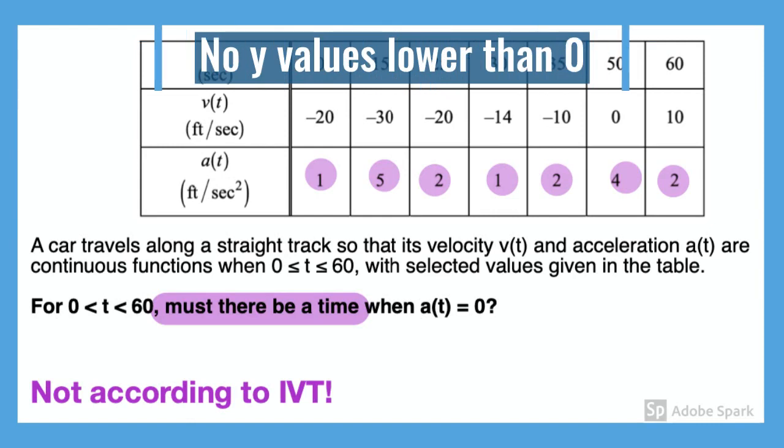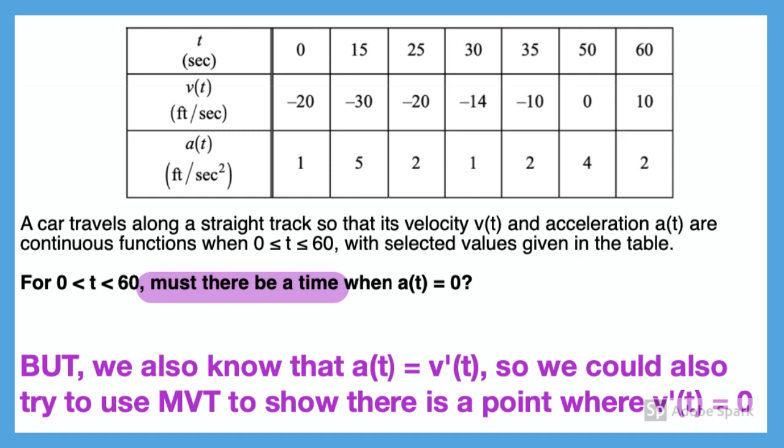However, for intermediate value theorem to work, we would have to show that the acceleration function had values above and below 0 on this interval. If it had values above and below 0, then it would have to pass through 0. But as you can see, all of the values in the a of t line are higher than 0, so IVT doesn't work. So we need a new plan.